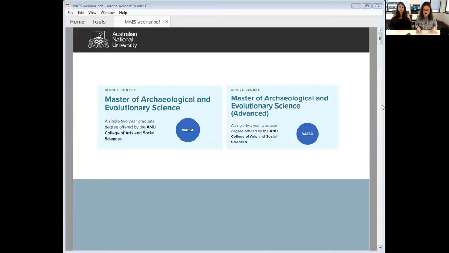Hopefully everyone can now see a screen that's showing 2 small windows, with the Master of Archaeological and Evolutionary Science and then the advanced version of that. If you have any problems as I'm going through this, please do post them in the Q&A function so that I can address them. But I'm just going to assume that everything's okay.